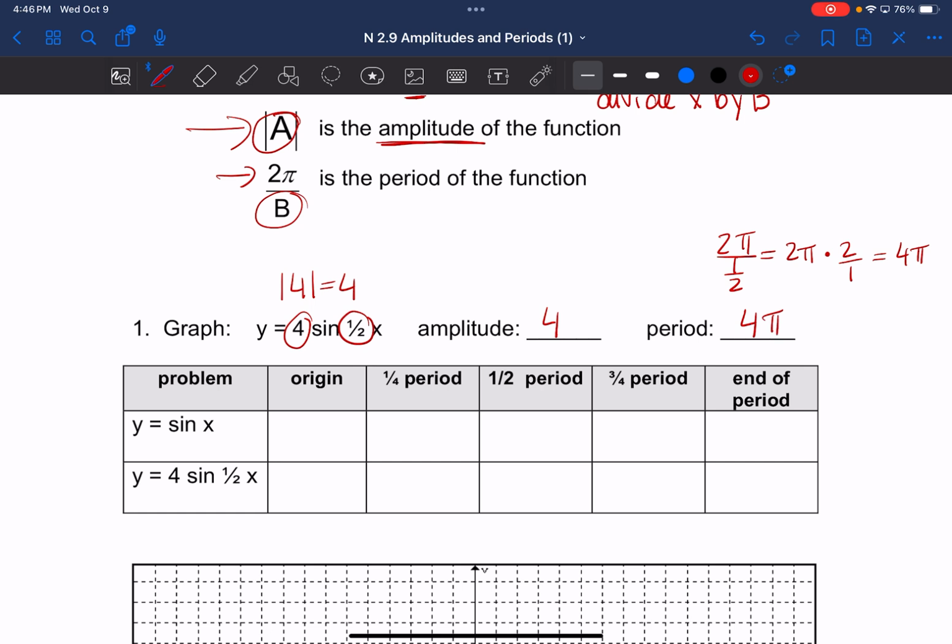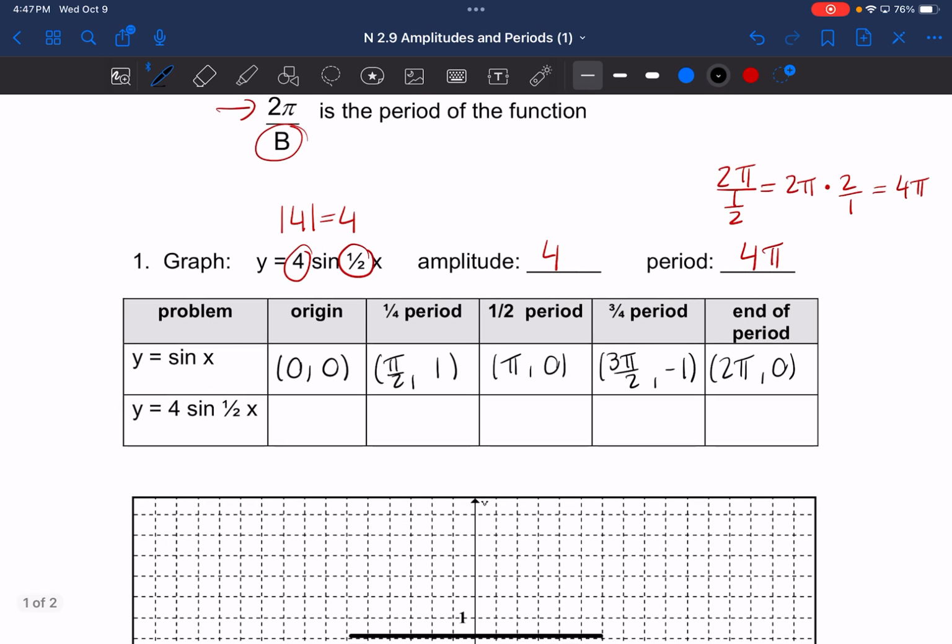So let's plot those points and see what happens. So we know that sine starts at 0, 0. Its next point is at pi halves, 1. Its following point would be at pi, 0. Next point is at 3 pi halves, negative 1. And then our end of our period is at 2 pi, 0 on the parent function. So now we're going to apply these changes.